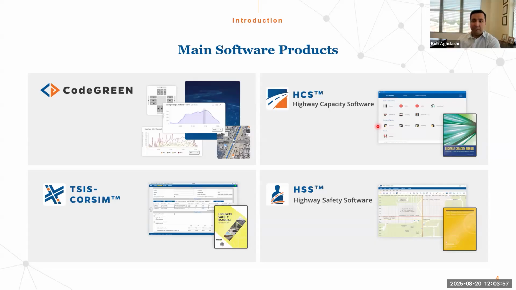TSIS CORSIM is our micro simulation package that lets you model corridors, any surface street basically, and do simulation analysis. And now we are offering CodeGREEN as our next software that is basically what it does is that it helps you with signal timing optimization. We're going to talk a lot about it today.